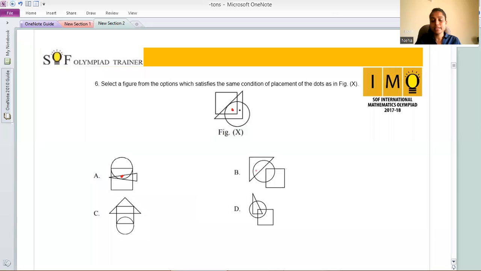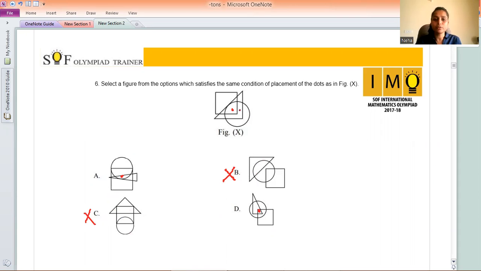Similarly, in option number B, there is no common portion for all the 3 figures. So I can say that in option number B, we cannot place the dot. In option number D, I can place the dot here. And in option number C, similarly, there is no common place. So this option is also crossed.